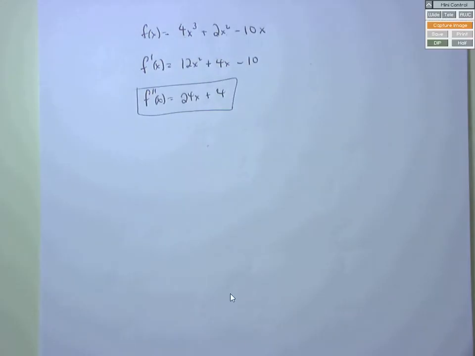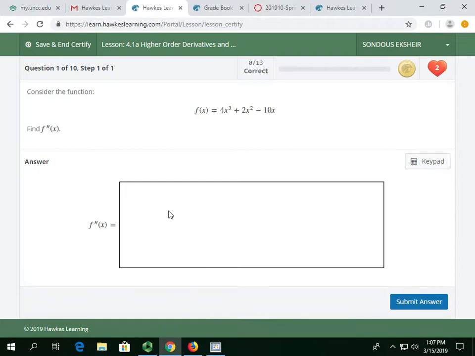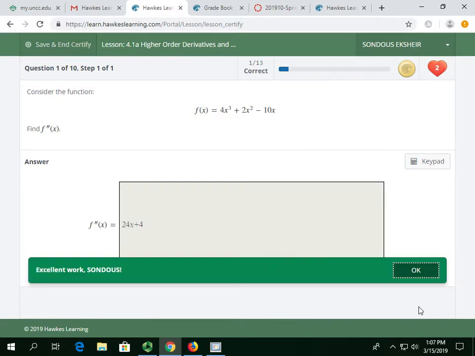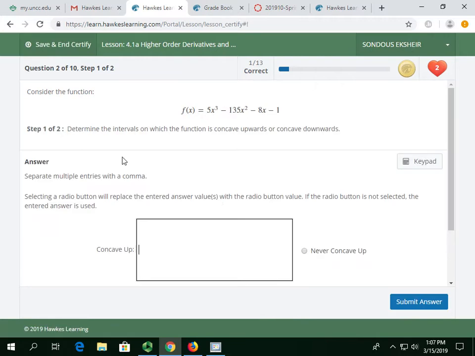So I'm going to come back over here and type it in. 24x plus 4. And on this one, it's just a classic function with no major powers or anything like that. So that was easy to do. So I'll submit my answer. And yay, way to go. Good. So let's go to the next problem.